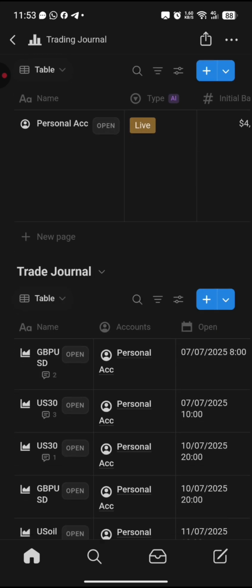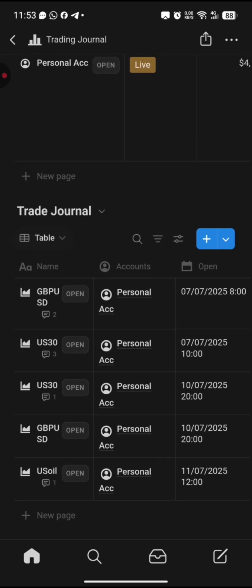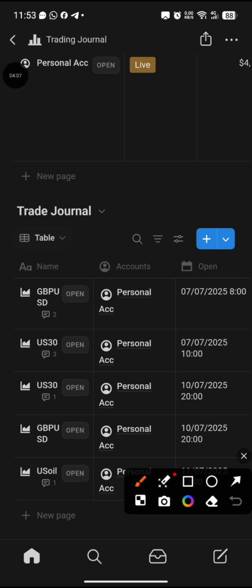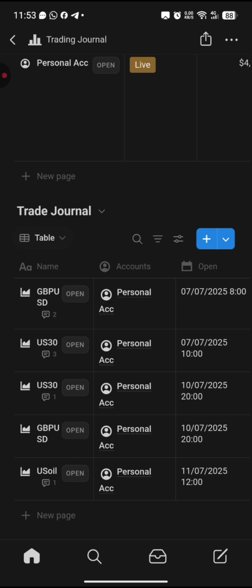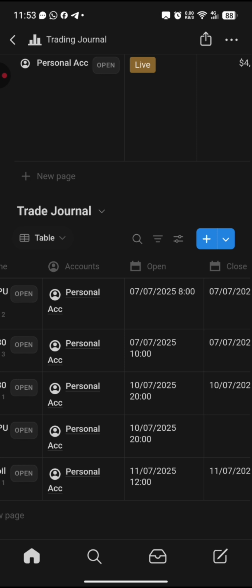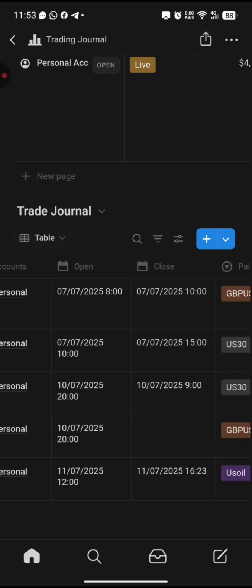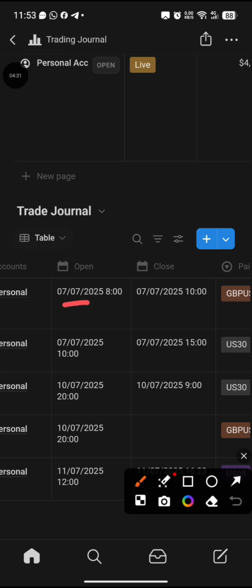Now let's see how we are going to be writing the journal for each and every trade that we take. Anytime we want to take a trade, we are going to come here and look for the trade. So you can see that we have GBP USD, and then on what account did we take it? The personal account. Then what time did we take the trade? The trade will be recorded as such. So this is the date and then the time. This is the date and this is also the time over there.